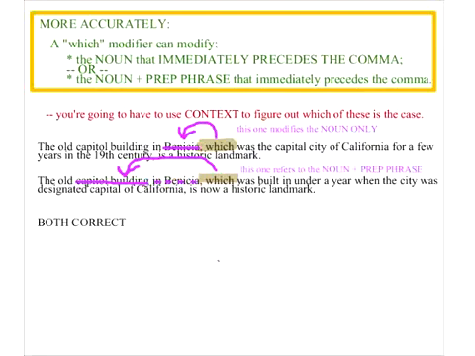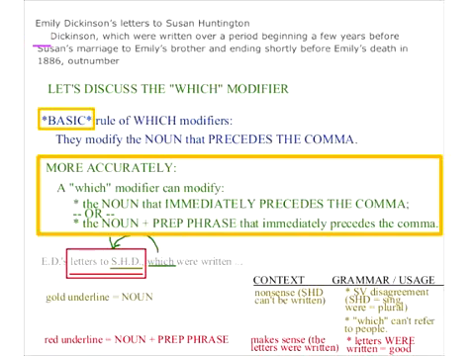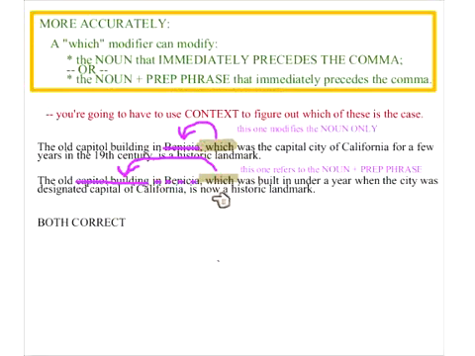These are both legitimate. We only have one example problem today because, frankly, once we've given you this rule, you have the rule, and to give more examples would be sort of redundant. But here's our example problem. We'll go ahead and just do a quick coverage of the rest of what's happening in this problem in a second. But we do have a correct answer in which the which modifier is referring to letters to Susan Huntington Dickinson. Any questions about these two examples? Smiley face if these make sense. Questions in the text box if you've got them.